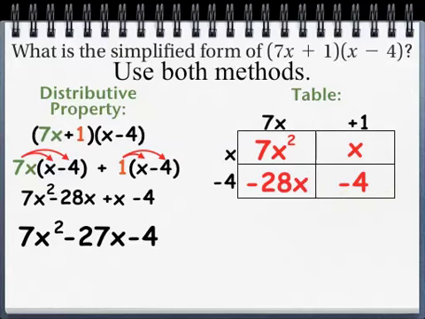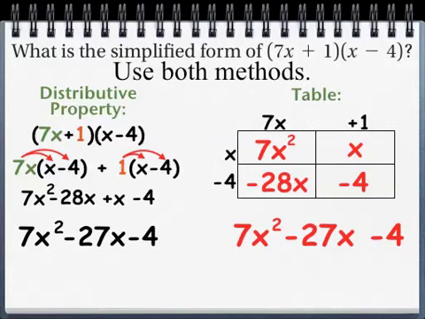Just like in the distributive property, I need to combine my negative 28x and my positive 1x. Negative 28 plus 1 is negative 27. So I'm going to have 7x squared minus 27x minus 4. Notice using either method I got the same answer.